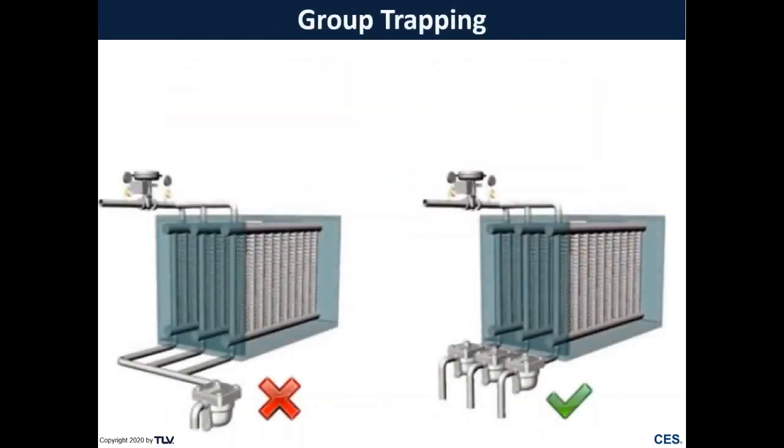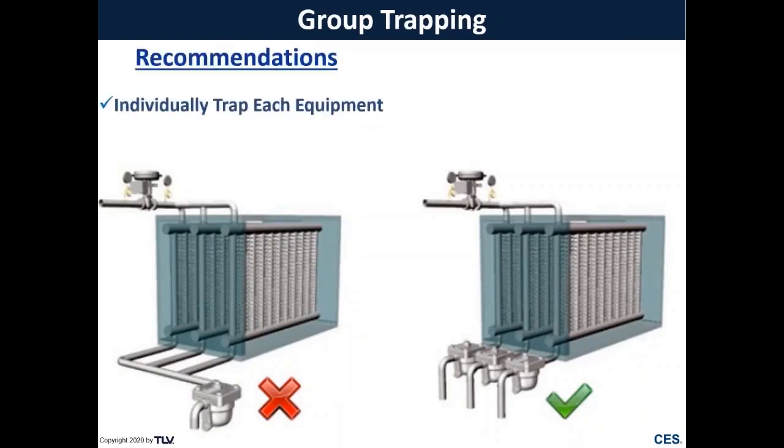So the solution to group trapping is relatively simple. You need to have individual steam traps on each piece of steam using equipment. In the case of an air coil, each section of your air coil needs a separate steam trap, whereas with tracing, each tracer circuit needs to have its own steam trap to optimize its heating abilities.